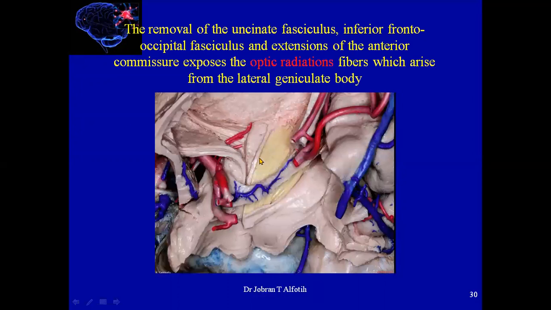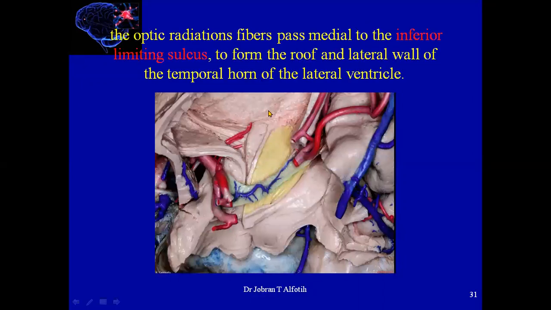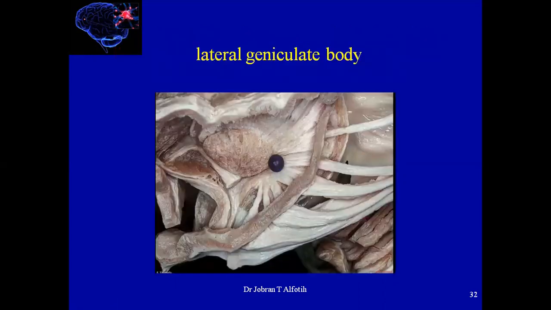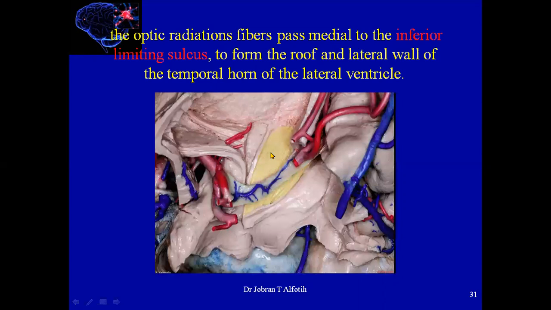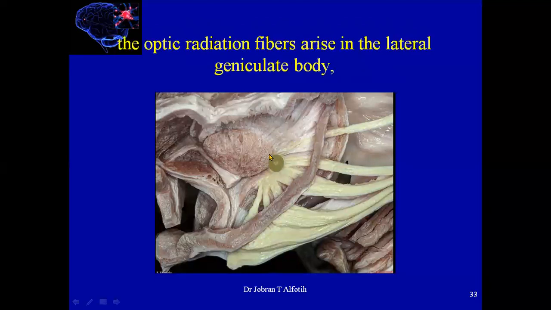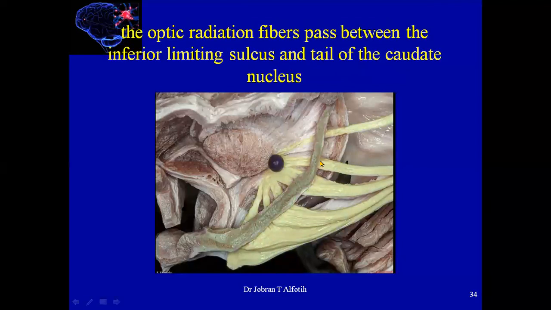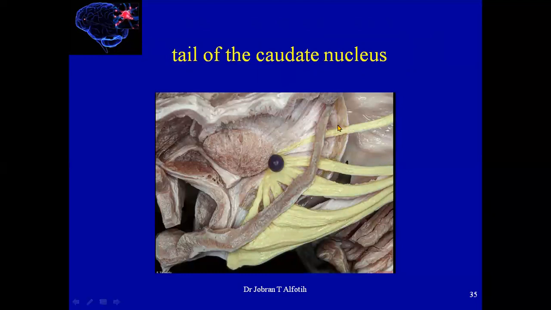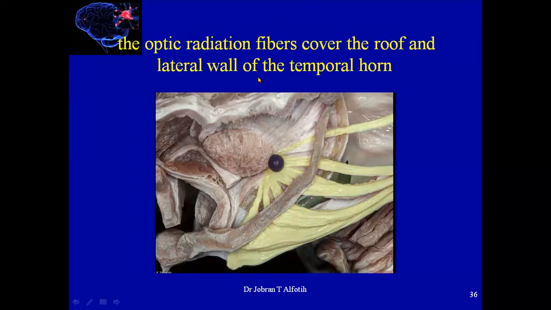The optic radiation arises from the lateral geniculate body. The optic radiation fibers are medial to the inferior limiting sulcus, and form the roof and lateral wall of the temporal horn. And here is the lateral geniculate body, and here is the optic radiation, and here is the inferior limiting sulcus. And here is the tail of the caudate nucleus. And as we said, the optic radiation covers only the roof and lateral wall. Here is the roof and lateral wall of the temporal horn.